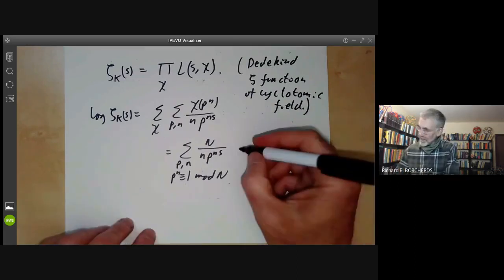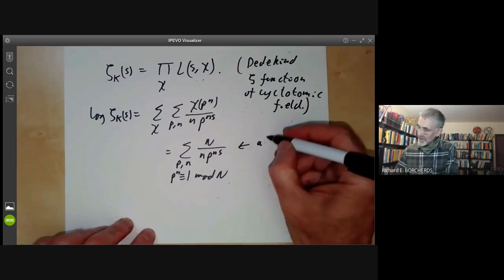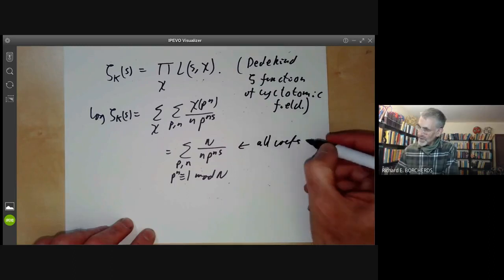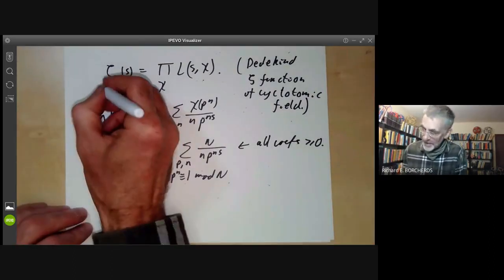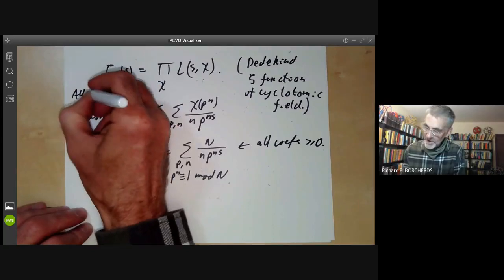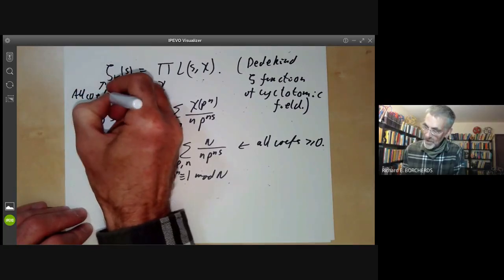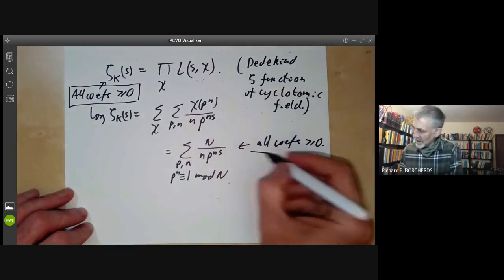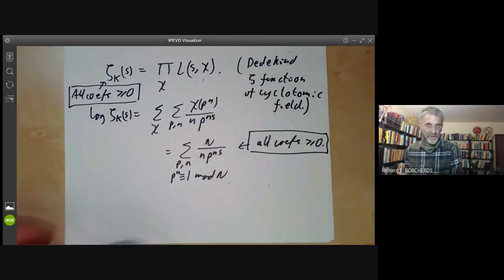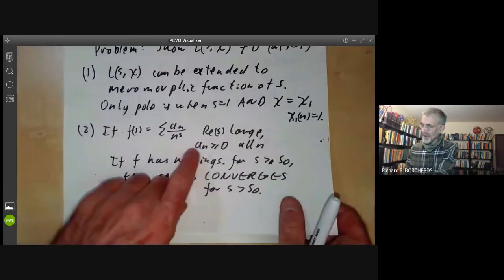In particular, we notice that all coefficients are greater than or equal to zero. So if we exponentiate, all coefficients are greater than or equal to zero. So this is a key fact we need. We need to have positive coefficients in order to apply this result I mentioned earlier, which needs positive coefficients.